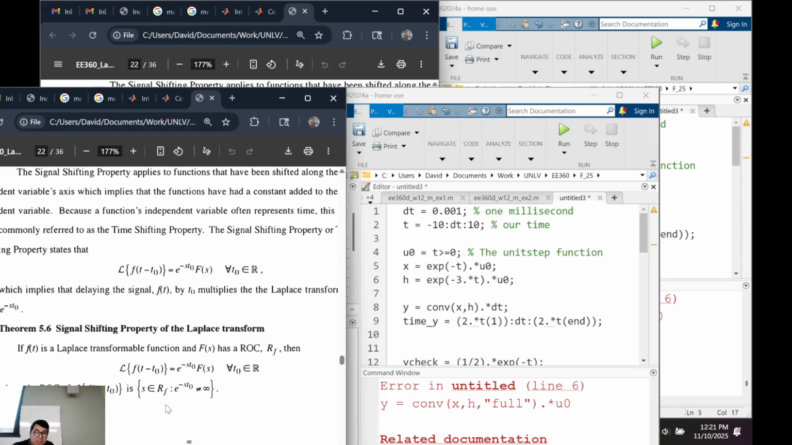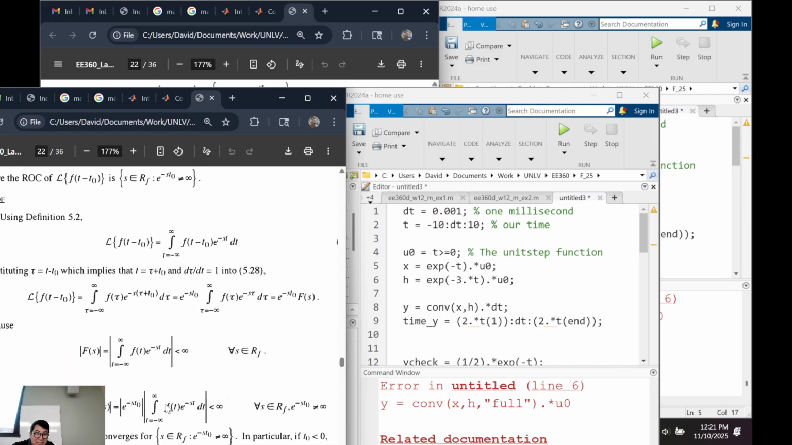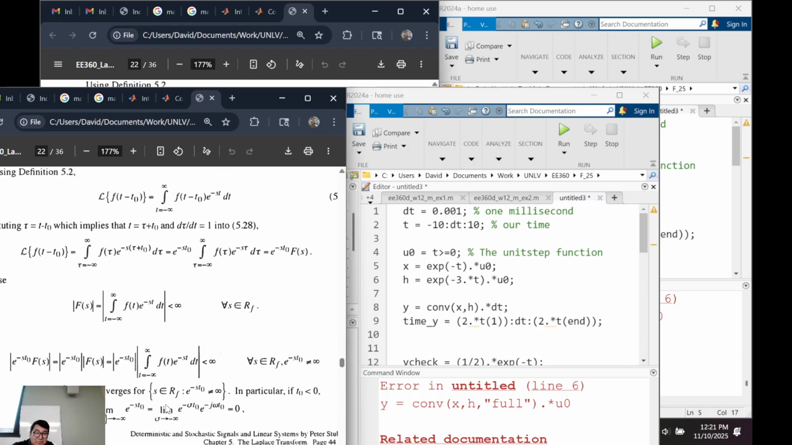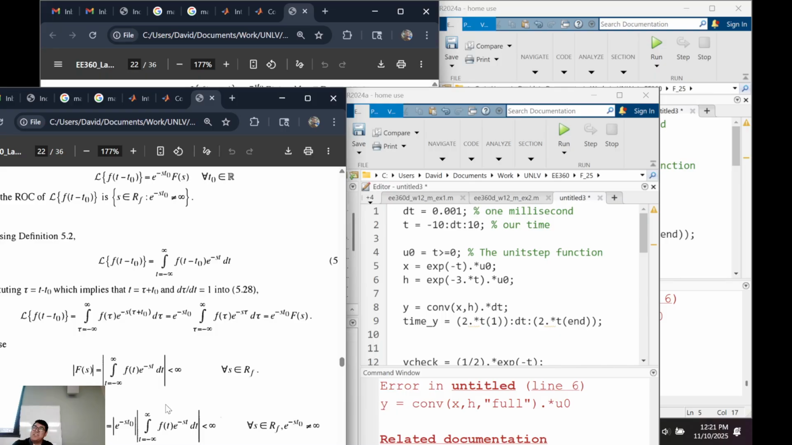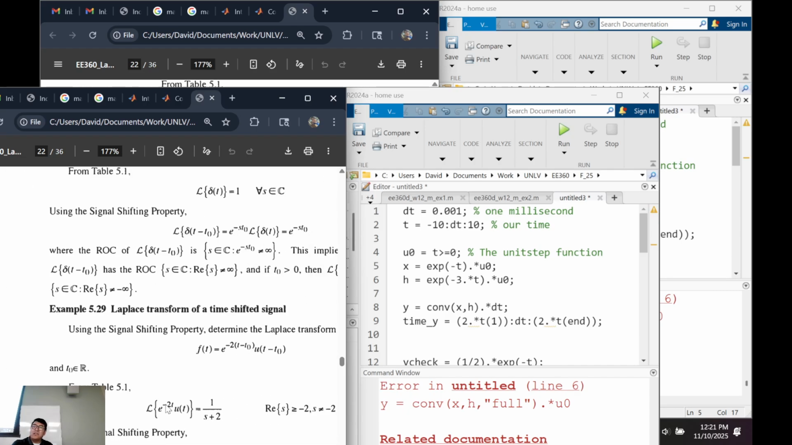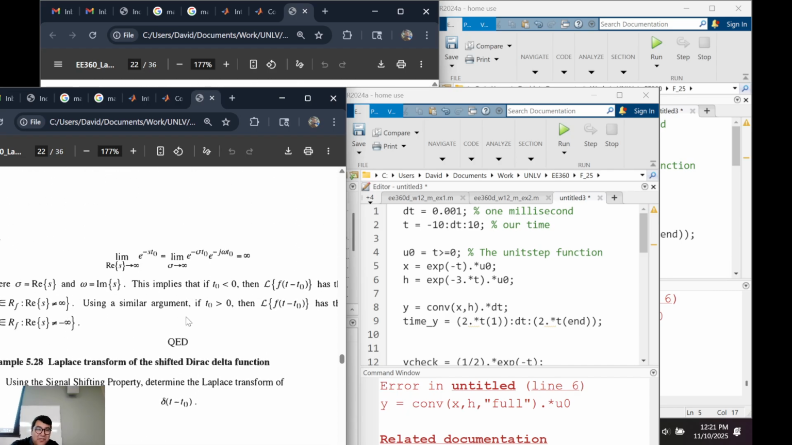Signal shifting property of the Laplace transform. These are all notes. What else did he assign you guys to watch? Just properties and everything? Is that good? Yeah, I'm trying to figure out what you guys need to learn.